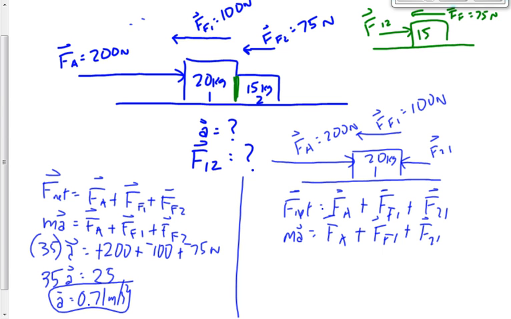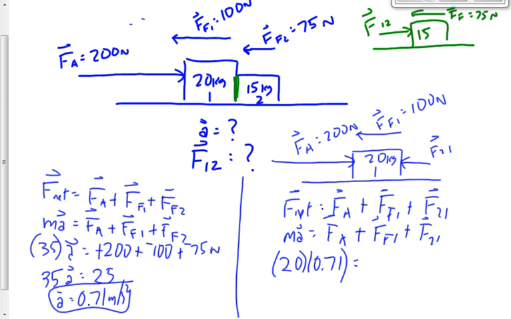What mass do we use here? 20, 15, or 35? When we're analyzing the whole thing, we use the whole mass. If we're analyzing only object 1, then we use only the mass of object 1. It's 20 kilograms. The acceleration will be 0.71, because if the whole thing accelerates at that rate, then each of the individual objects must also accelerate at that rate.